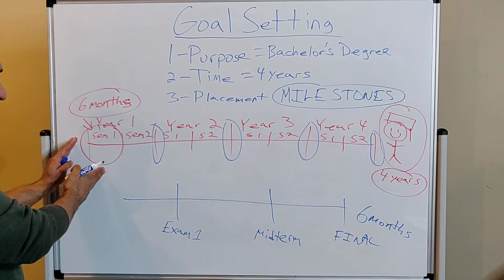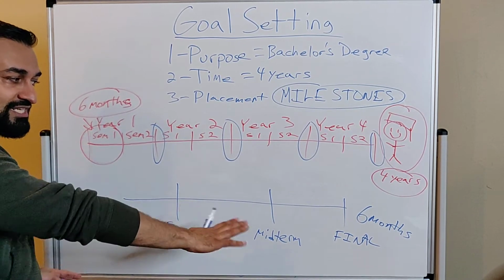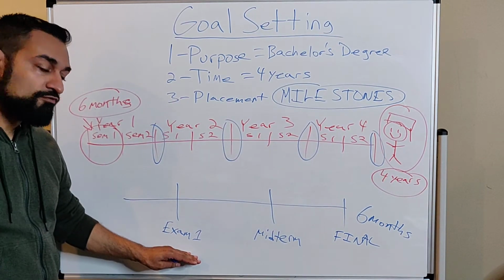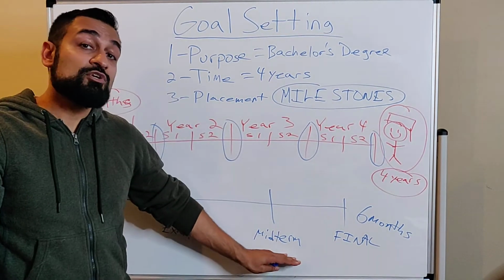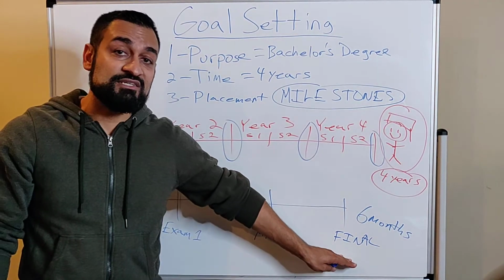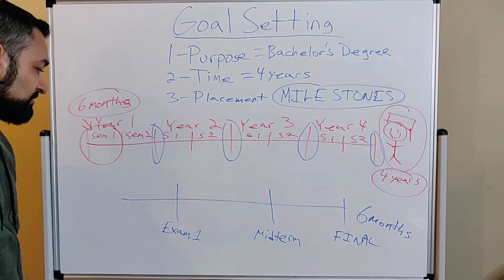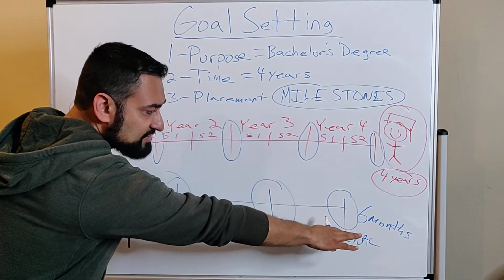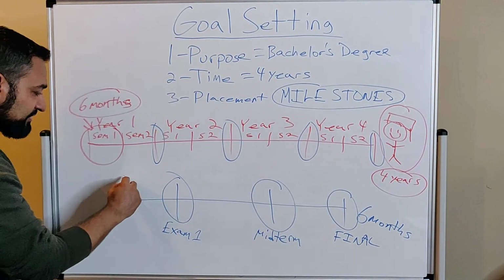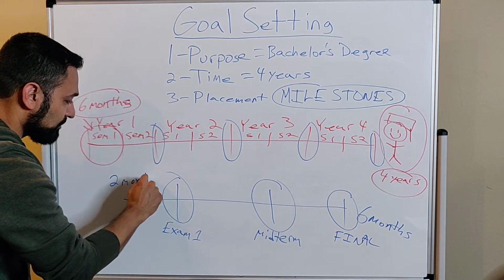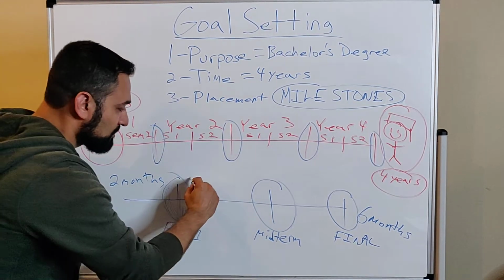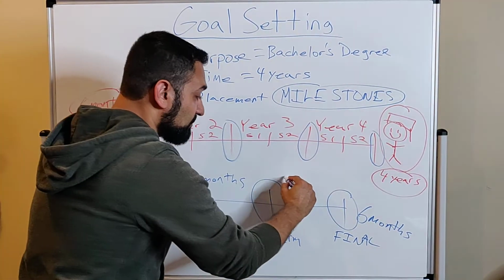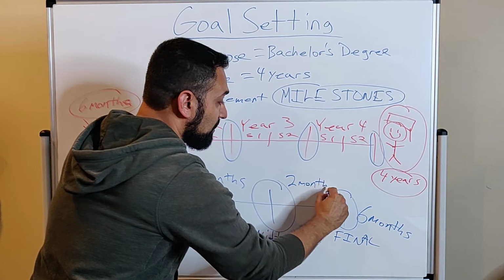Same thing when we zoom this in now for semester 1 within a 6-month period. These are actual milestones now. Exam 1 will be your first milestone for that. Your midterm will be your second one, and lastly, your final will be your last milestone. Okay, so these are your milestones, in the course of 6 months. So let's say it takes you 2 months here to prep for exam 1, 2 months to prep for your midterm, and lastly, 2 months for your final.